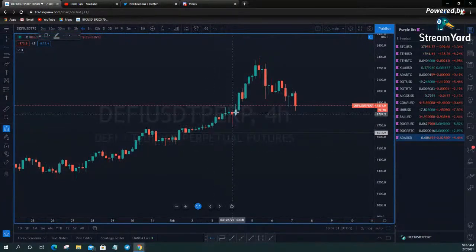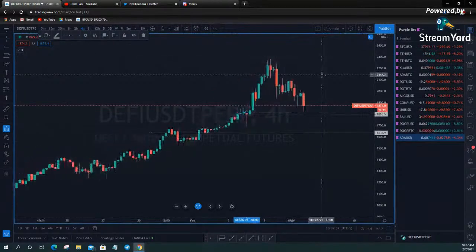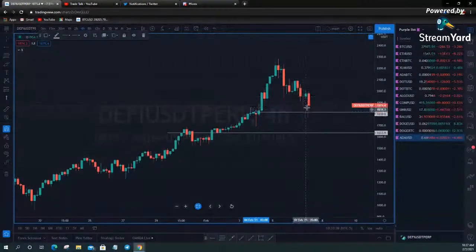Currently testing it right now as we speak, almost. So let's see what happens right here. That first level is 1816 spot 50. All right, 1816 spot 50.